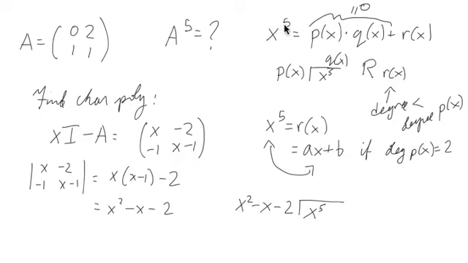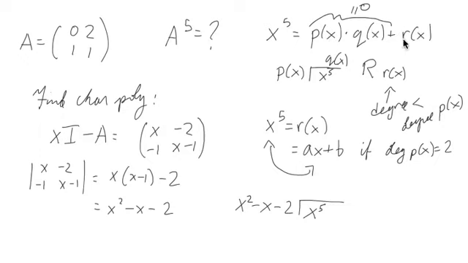If we rewrite x to the 5th as the characteristic polynomial times the quotient plus the remainder, realize that this matrix right here, or this scalar right here, x squared minus x minus 2, is actually the 0 matrix, or it's like a 0 scalar. So if you multiply it by anything else, it's still 0. So this is quite literally equal to 0. So all you're left with is the remainder. So x to the 5th, quite literally, is just the remainder.